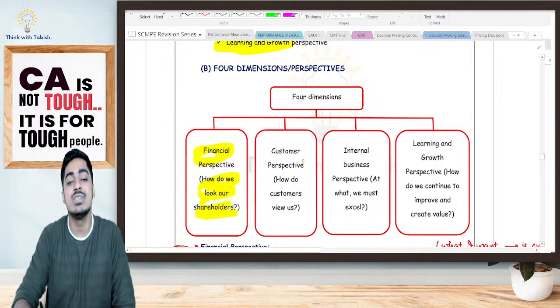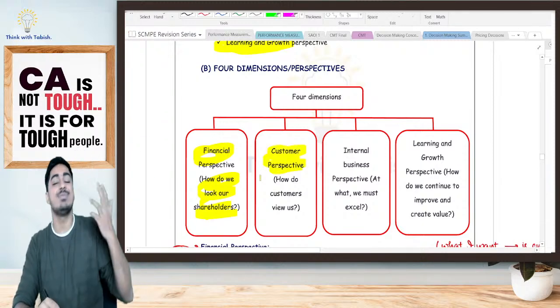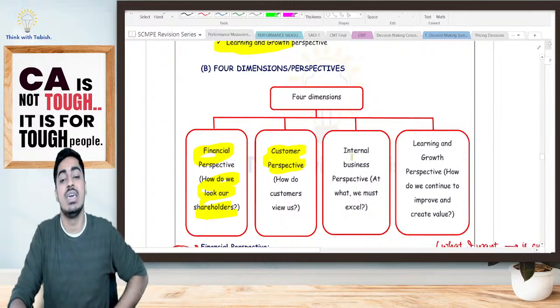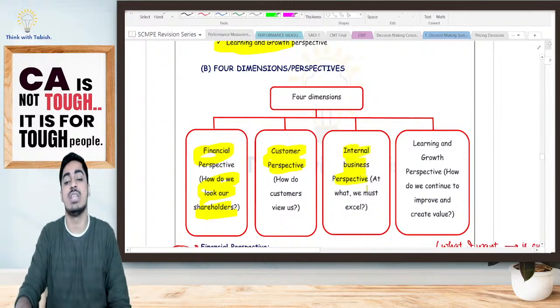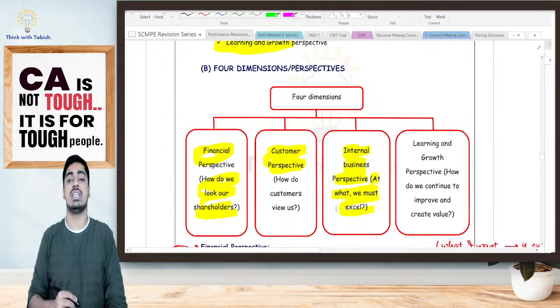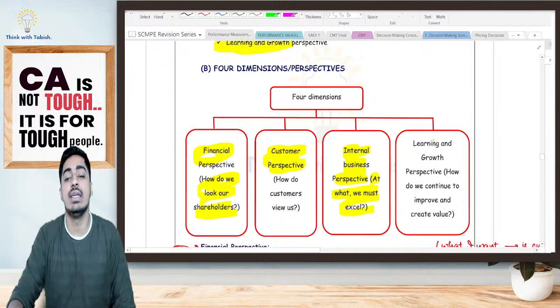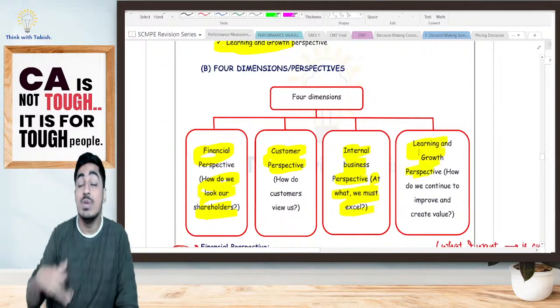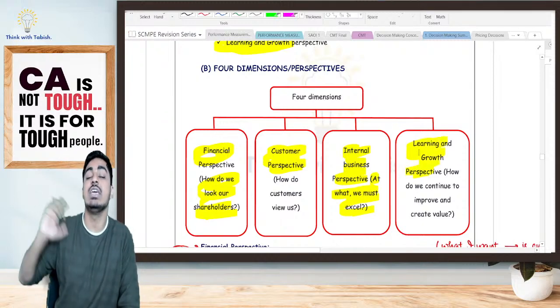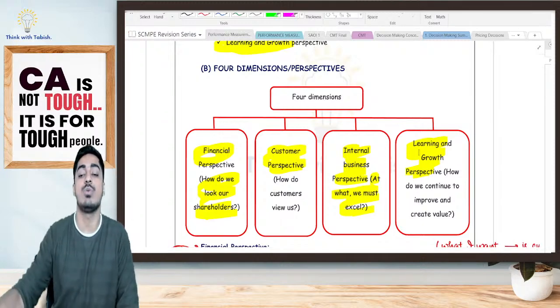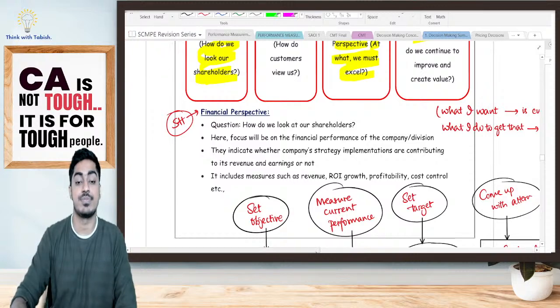Customer perspective, what is it telling, students? How do our customers view us? Whether our customers are happy with us or not. Internal business perspective is telling at what all should we excel, in what all activities that we are doing internally we should become good. And learning and growth perspective is telling how do we continue to create and improve value, not just today, even in future I should keep adding value.